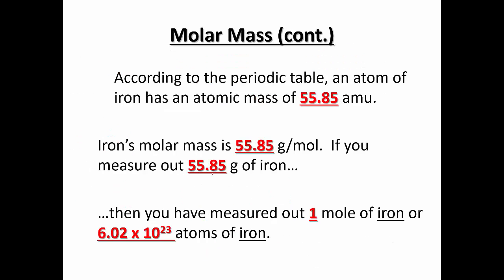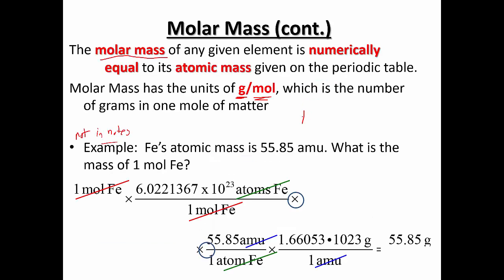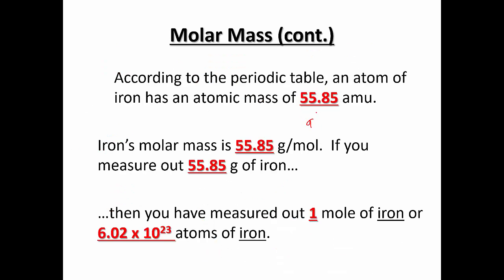But what is in our notes, according to the periodic table, an atom of iron has an atomic mass of 55.85 atomic mass units. So on the periodic table, that's how much 1 mole of iron would be. Molar mass, this is if you had 1 atom. So if you have 1 atom, that's how many atomic mass units you have.